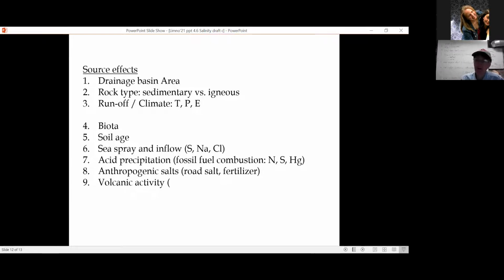Humans put salt into the environment. Road salt is a big source of salt to lakes in urban areas. And fertilizer also contains salt. Despite what you may have heard about salting the earth, actually salting the earth in some circumstances fertilizes the earth.